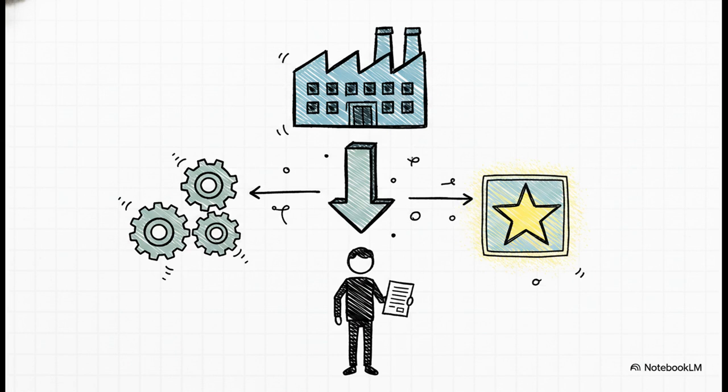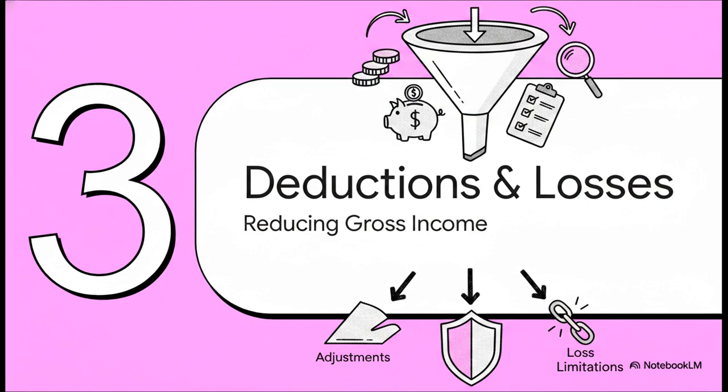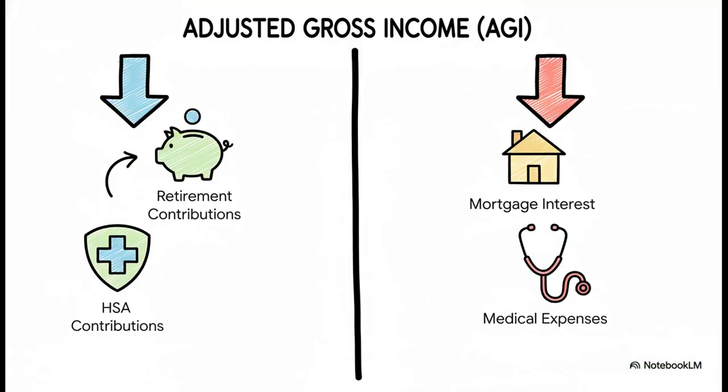All right, Section 3, Deductions and Loss Limitations. This is how we start reducing that gross income. Candidates frequently mix up the two major categories of deductions, so let's get this straight. First, we have adjustments. These are your before AGI deductions. Think retirement plan contributions, health savings account contributions, and self-employment expenses.